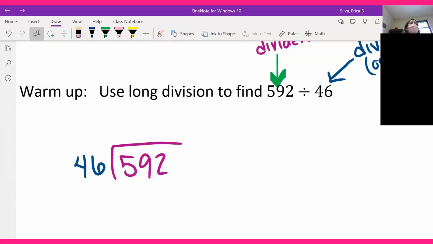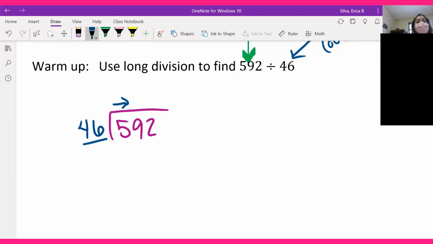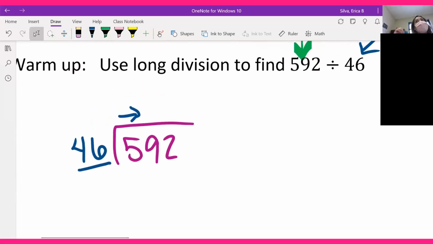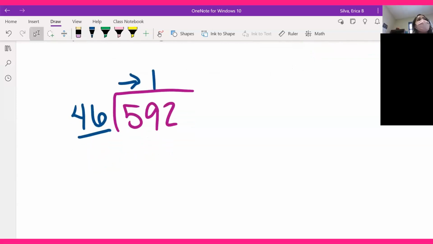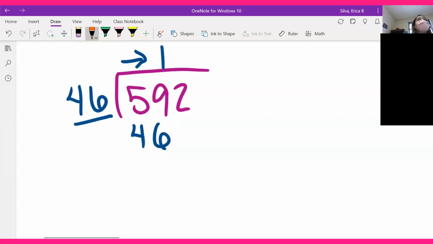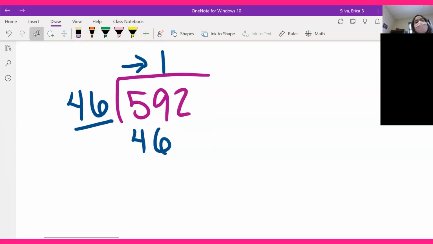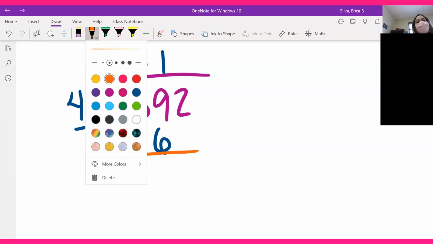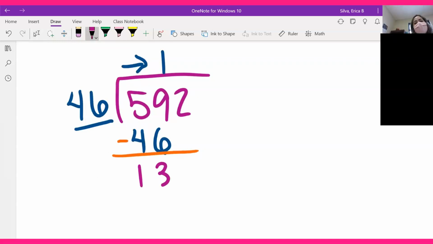And as you're doing these steps, remind yourself, what operation did you do? Did you add? Did you subtract? Did you multiply? Then we said, well, 59 is divisible by 46 one time. Then we multiplied 46 times 1. We got 46. And what did we do after that? Once we multiplied, what did we do? Subtracted. Once we subtracted, we've got 1, we got 13, and then we brought down the next term, which was 2. And then we do the process all over again.